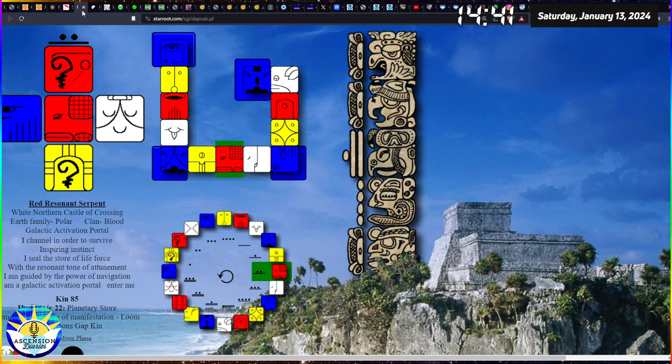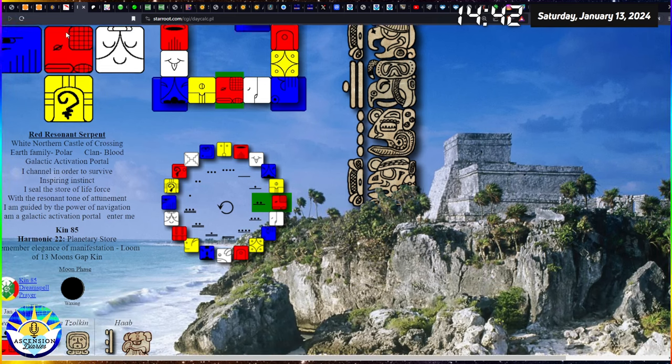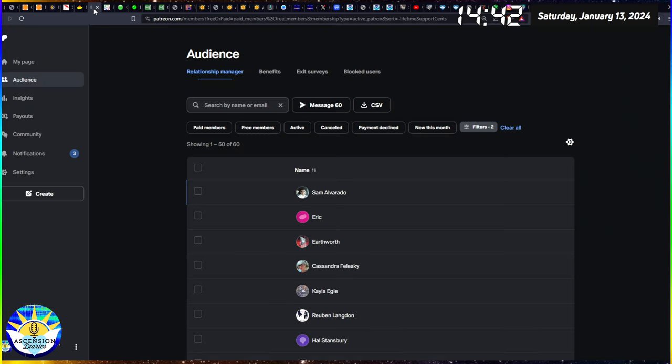We are in the red resonant serpent Mayan energy right now, which means we are, remember, elegance of manifestation. And there's some other codes going on in there. We can move on though.